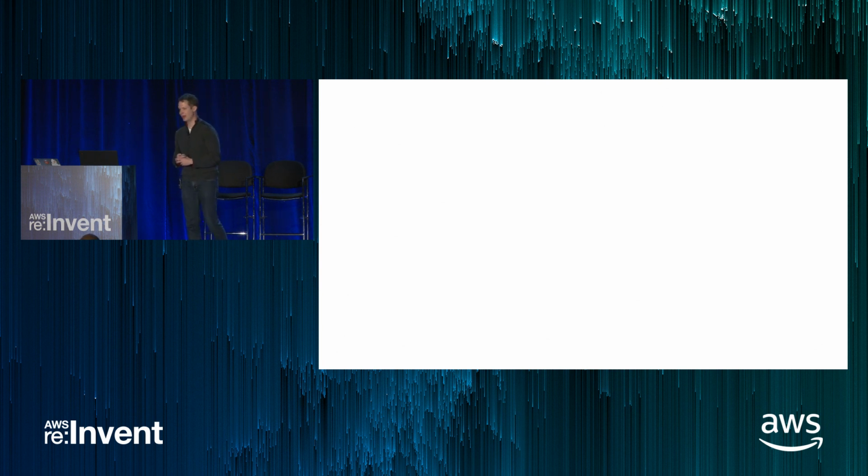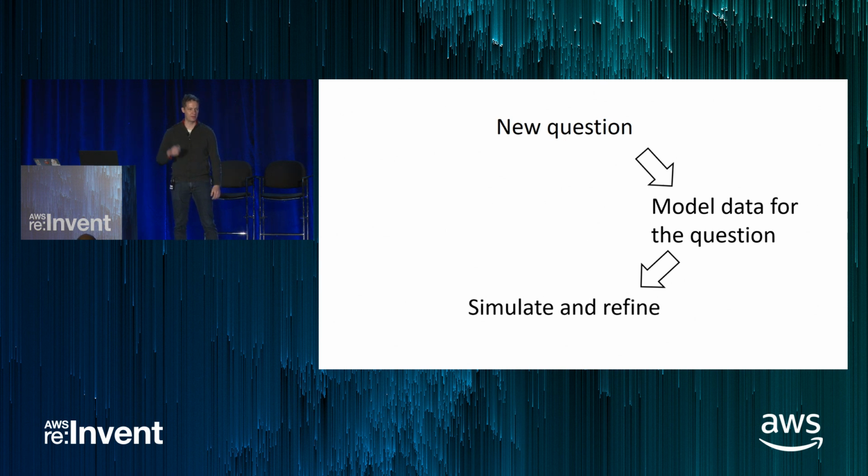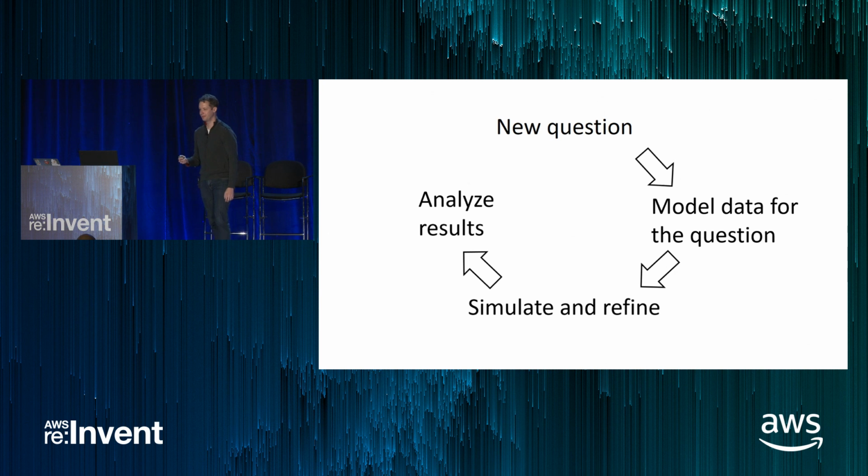And this gets us to another positive loop that we can work through. We have a new question, some new need that we want to solve. By using these patterns, we can model the data for the question at hand. We can create a projection that meets these needs so I can do this analysis as necessary. We can simulate, refine, build the model, test it, and validate it. We can analyze the results of that model and feed it back in. So now that we better understand the question, maybe we have another one, or maybe we tweak the parameters of the question and adjust it.